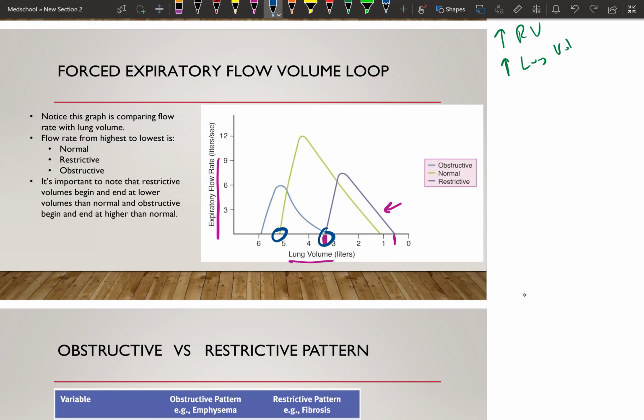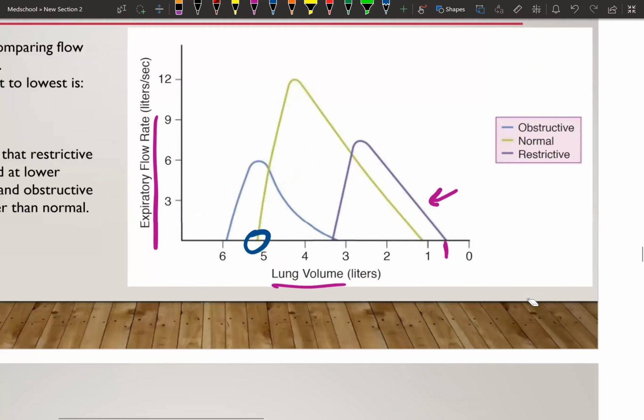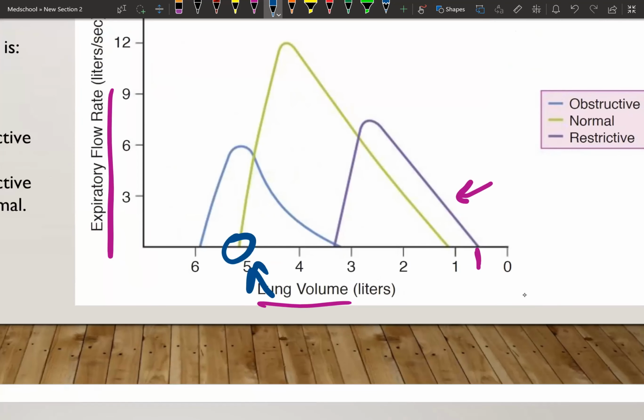What did we say individuals with a restrictive disorder have a problem with? What can't they do well? They can't inhale very well. Yes, exactly. They can't inhale because they have more rubber bands. So they were right here, right? They could inhale all the way up to 5 liters. Look at that, all the way up to 5 liters right there.